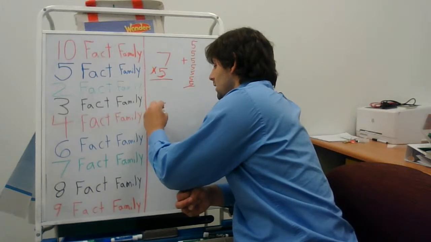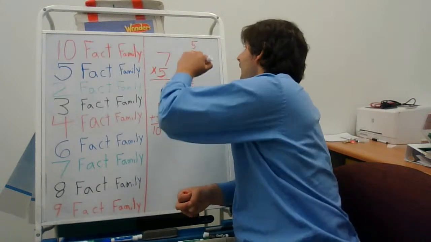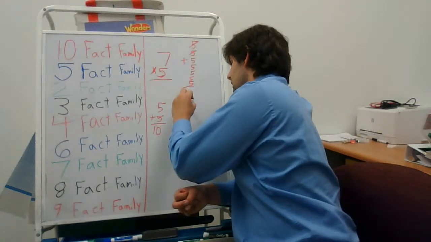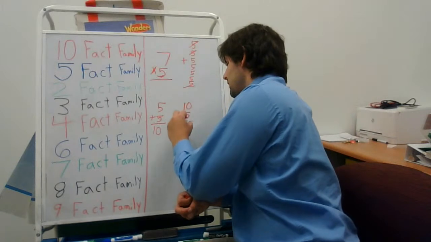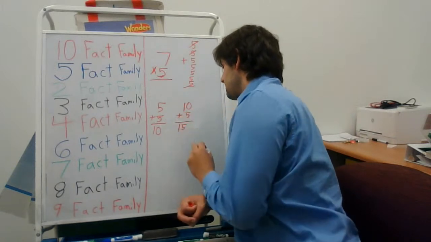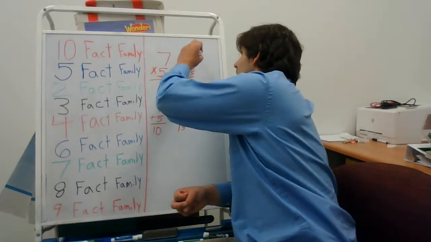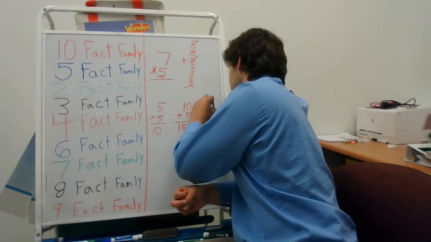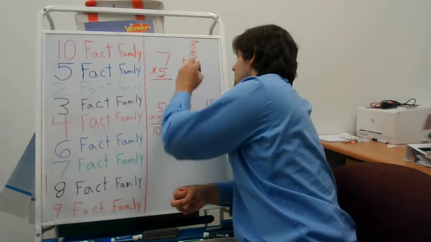Like, you know what 5 plus 5 is. 5 plus 5 equals 10. Okay, I just added the number 5 twice. So now I have 10, and I'm going to add 5 to the number 10. 10 plus 5 equals 15. I just added the number 5 3 times. 15 plus 5 equals 20. I just added the number 5 4 times.